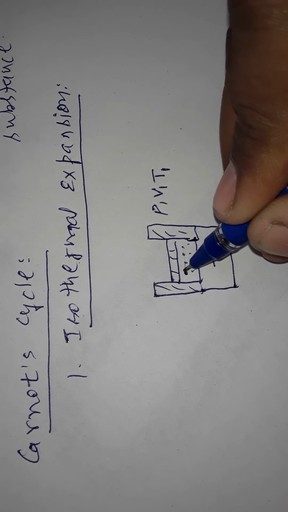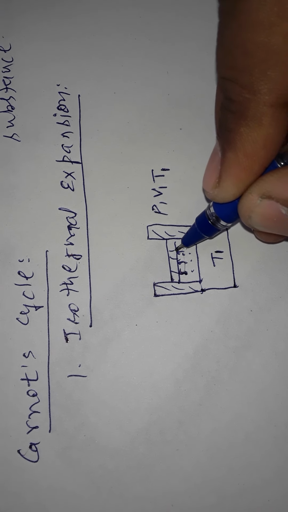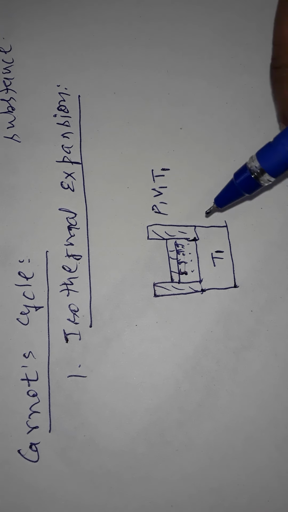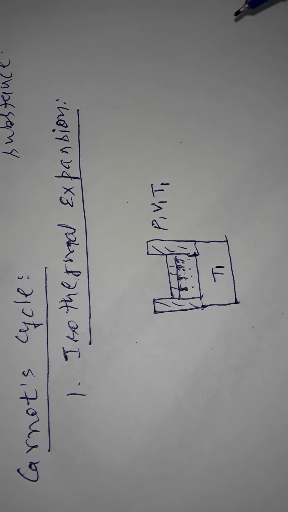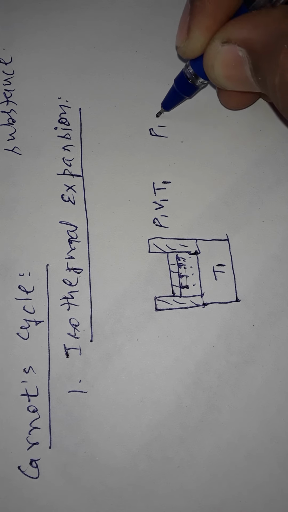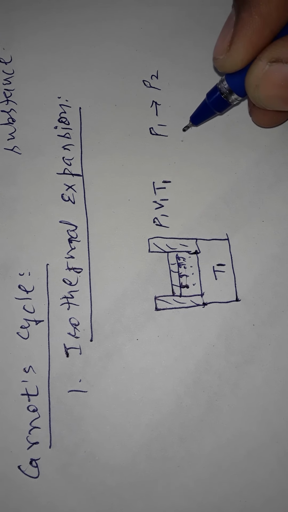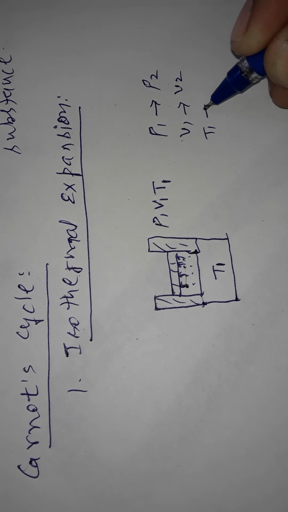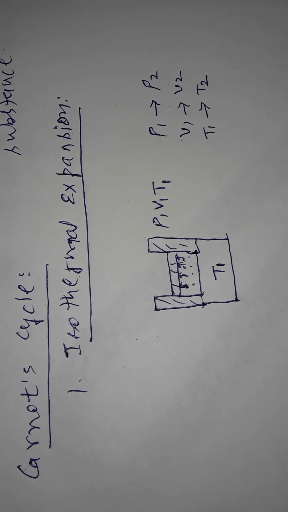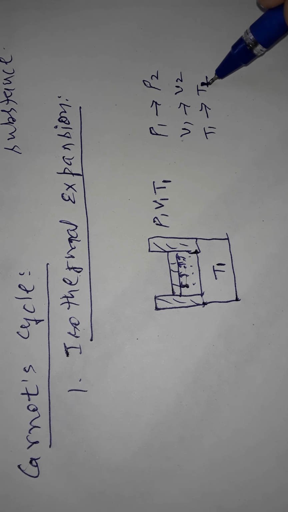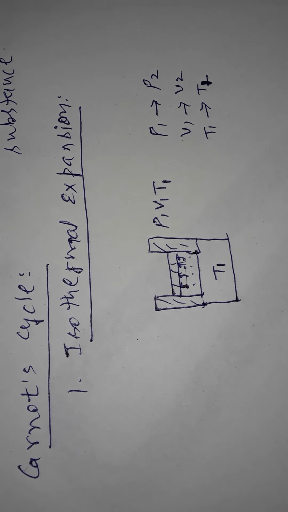Now the gas molecules exert pressure on the piston, so the system gets expanded. Pressure changes from P1 to P2, volume increases from V1 to V2, but this is an isothermal process, so the working substance gains heat energy continuously from the source, so the temperature remains the same, T1.